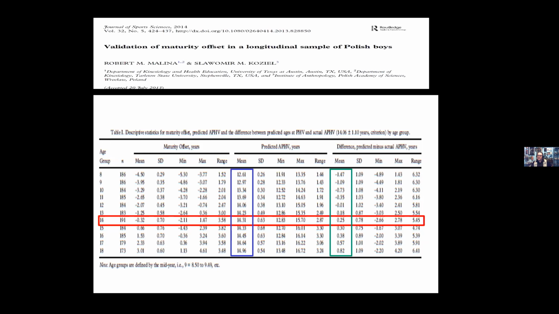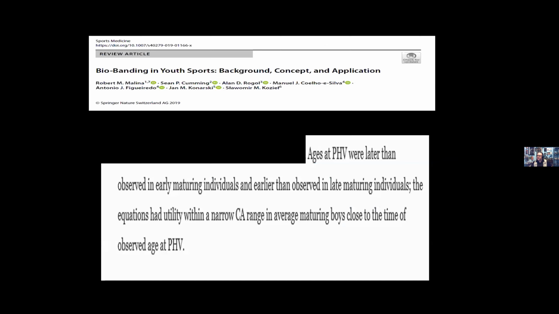So ultimately, what has been concluded, and this is another recent review article by Bob Molina and colleagues, reviewing different ways of banding youth athletes by their biological age, how close they are to achieving full adult stature. They concluded, using the maturity offset equation, that the age at peak height velocity was later in early maturing individuals compared to what was observed, and earlier in late maturing individuals.